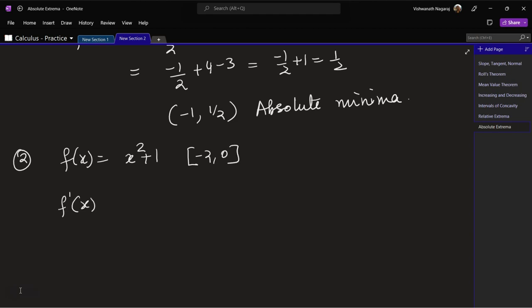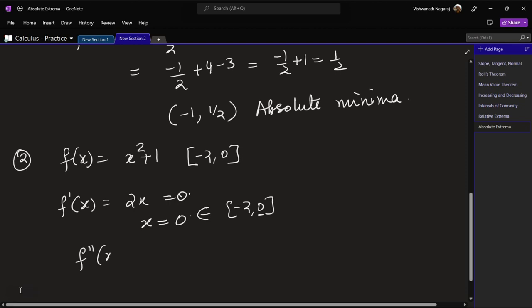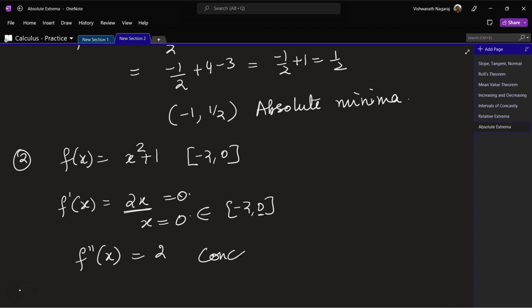F prime of x is equal to 2x. Equating it to 0, we get x equal to 0, which belongs to the closed interval minus 2 comma 0. And again, this is one of the endpoints where the slope is 0. So, let's figure out what the second derivative is. Second derivative would be 2, because we have to differentiate this. And this is positive. That means this is concave up.